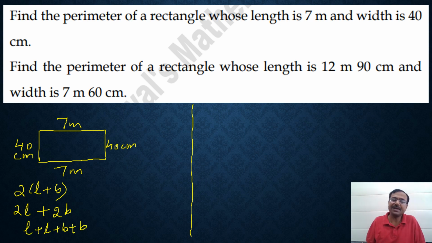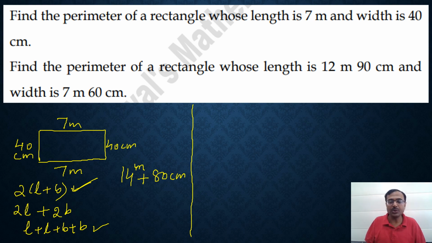So whichever, see, this is for cramming 2 times length plus breadth. The students know 2 times length plus breadth is the formula for perimeter, but they don't know how. So you can start from the basics. Just add the boundary lengths. So 7 plus 7 is 14, and 40 plus 40 is 80 centimeter. So this is actually 14 meters and 80 centimeters.